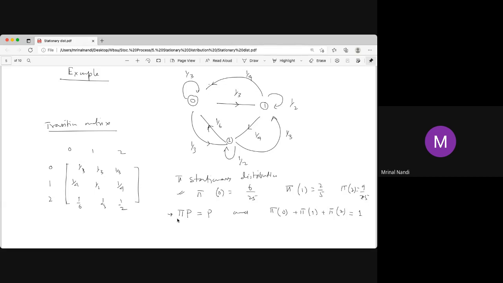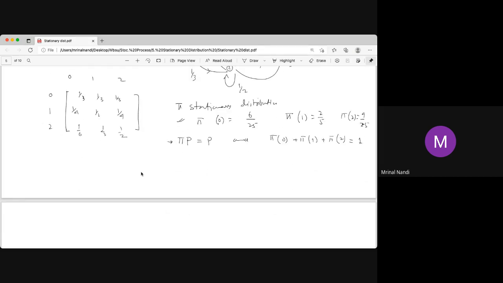Again, the question is: is this a steady state? If we start with any other distribution, will we reach there? Another question is, if a stationary distribution exists, how do you find it? This is very easy. You have to solve this equation. The equation is pi 1, pi 2, pi 3 times this matrix, 1/3, 1/3, 1/3, 1/4.